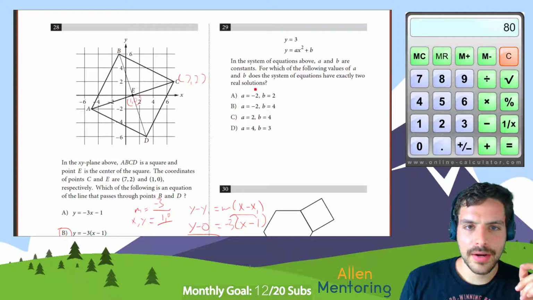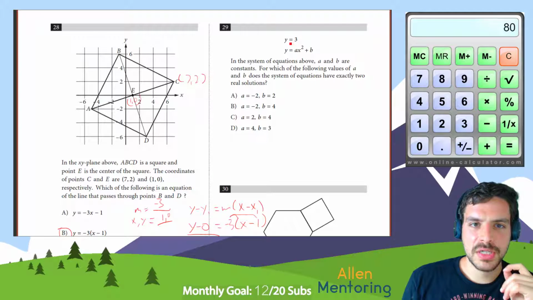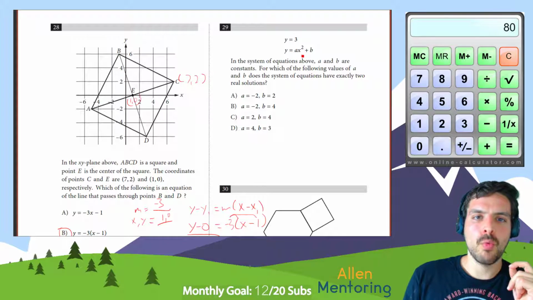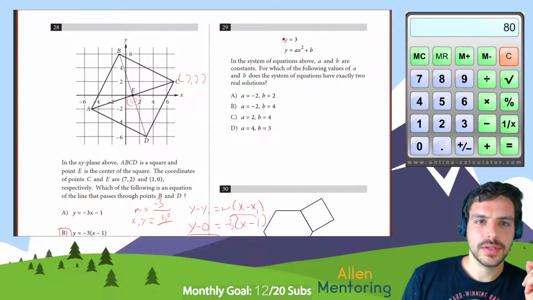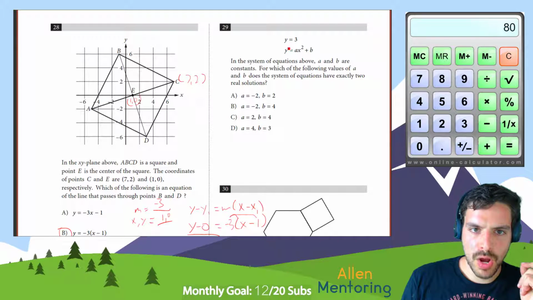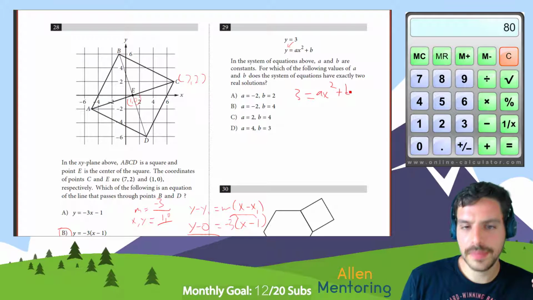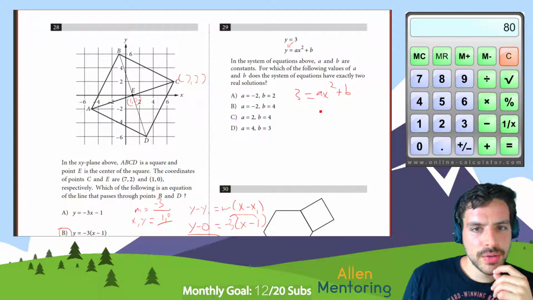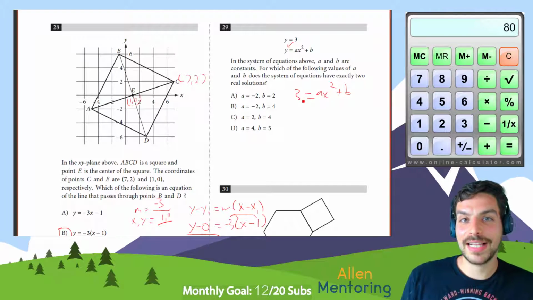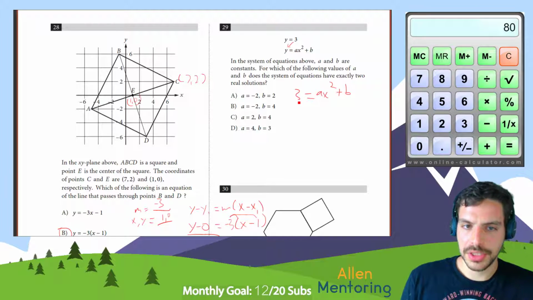Before we do that, we want to put in a value for y. We see y is equal to 3 and y is equal to ax squared plus b. So we can just replace this y with 3, because we know that's equal to 3. So we can say 3 is equal to ax squared plus b. Now it's asking us for which values of a and b the system of equations has exactly 2 real solutions. We'll see what they mean in just a second.